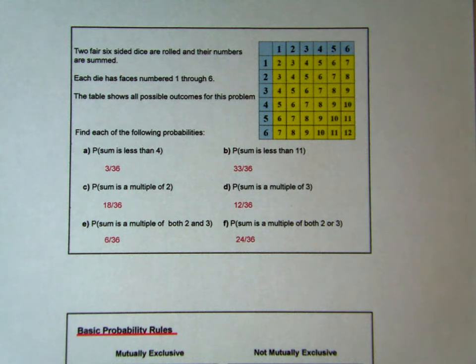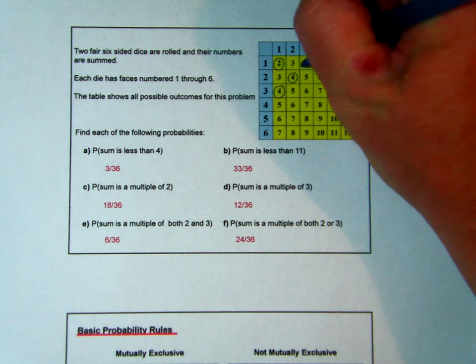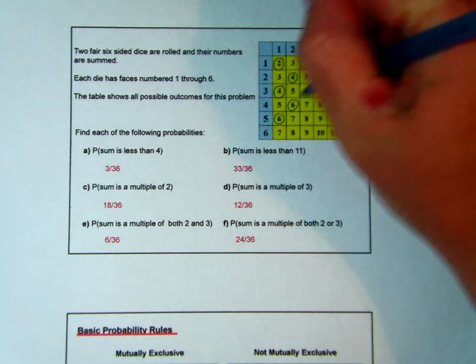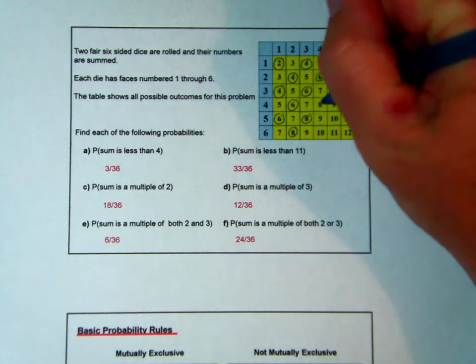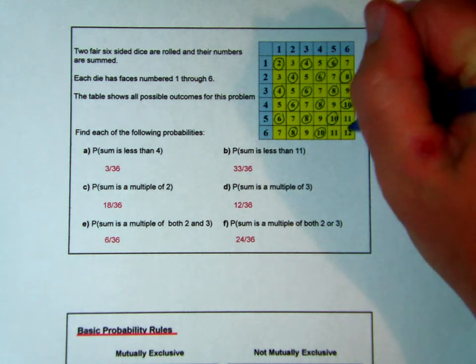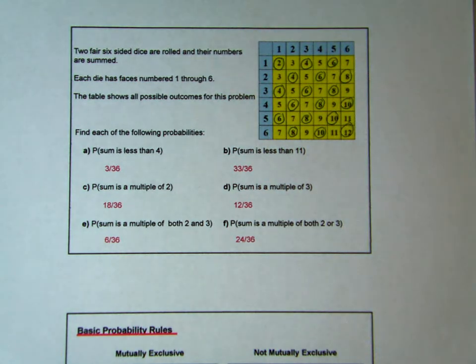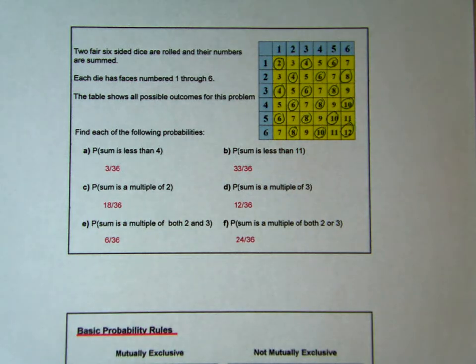Alright, the next 4 questions kind of go together as a set here. What's the probability that your sum is a multiple of 2? So what I'm going to do is circle in blue all the sums that are multiples of 2. Count those up, there's 18 of them. There's an 18 out of 36 chance that the sum you get is a multiple of 2.